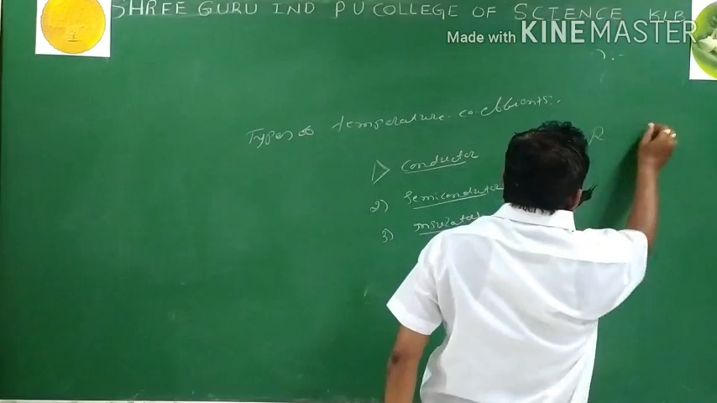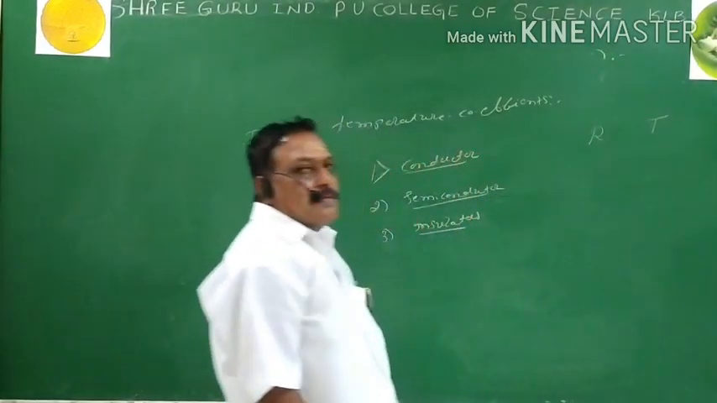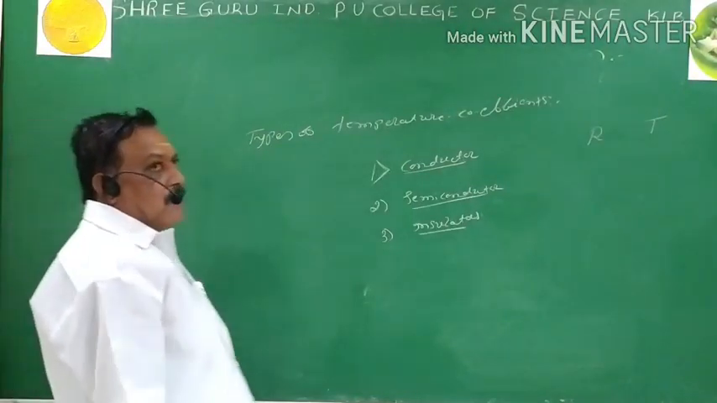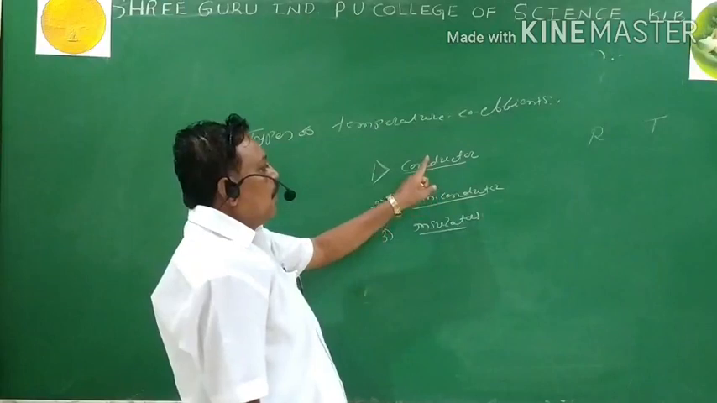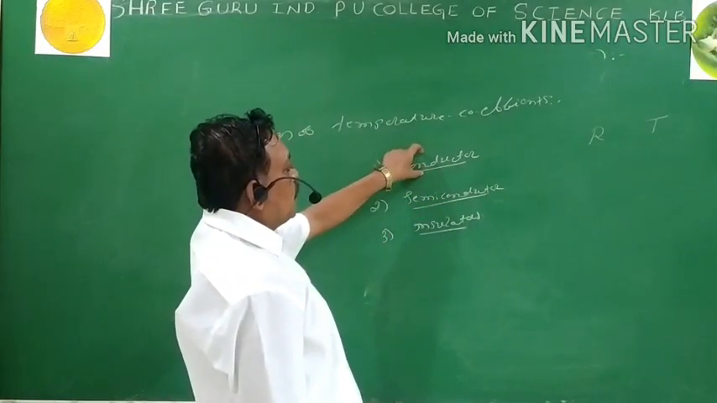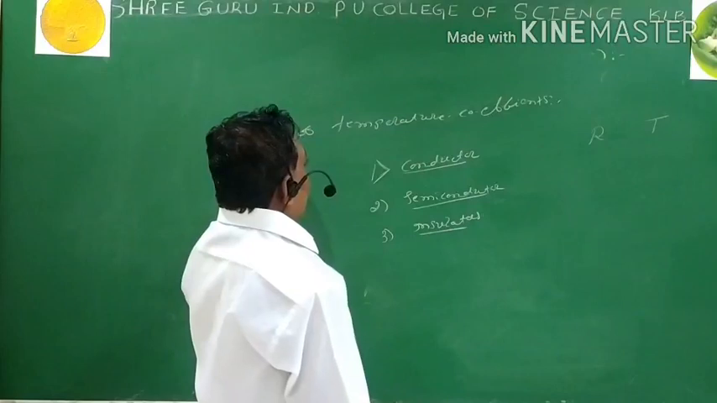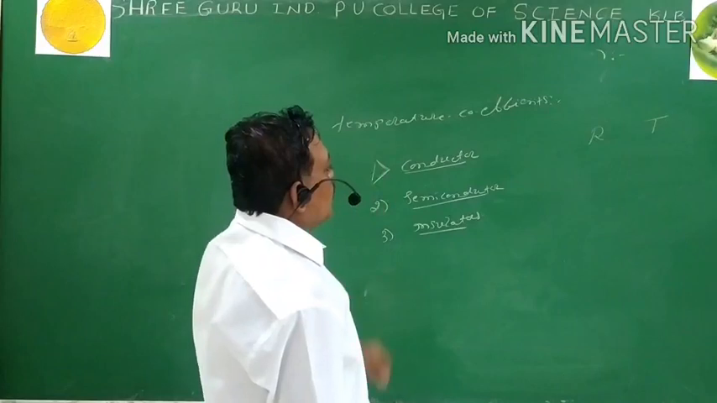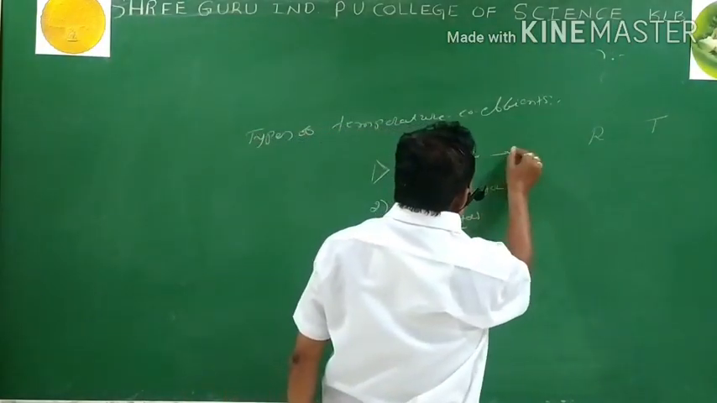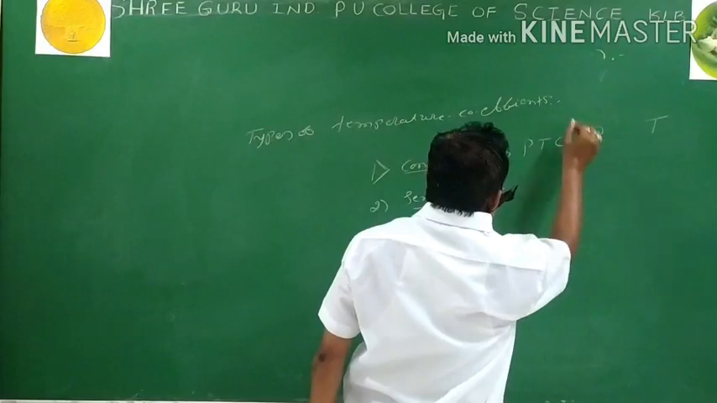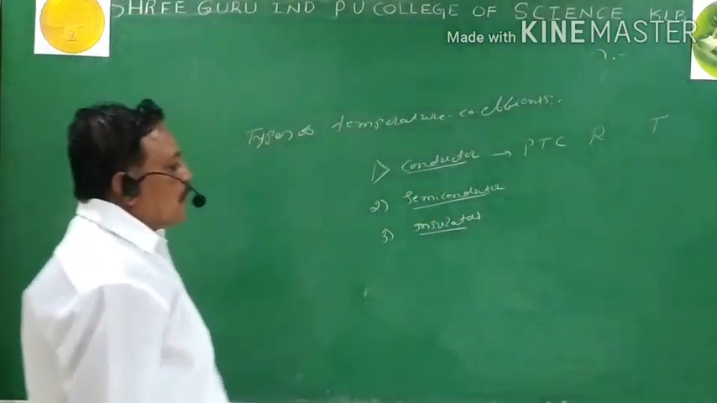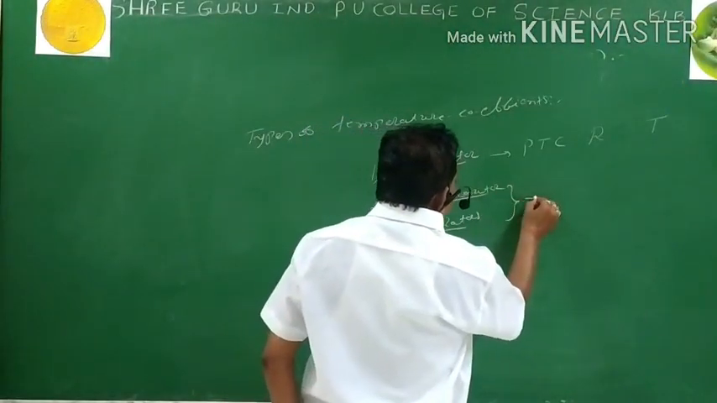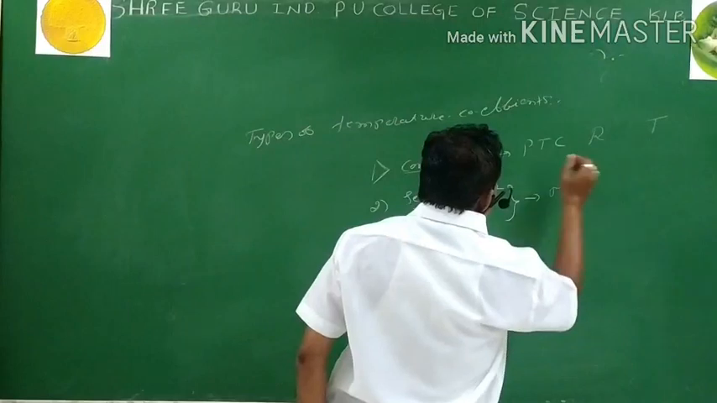Every material has its own resistance. So the relation between the resistance and temperature, for the conductor, makes the classification of the materials on the basis of the temperature coefficient. So conductors belong to positive temperature coefficient materials. Then what about the semiconductors and insulators? The semiconductors and insulators belong to negative temperature coefficient materials.